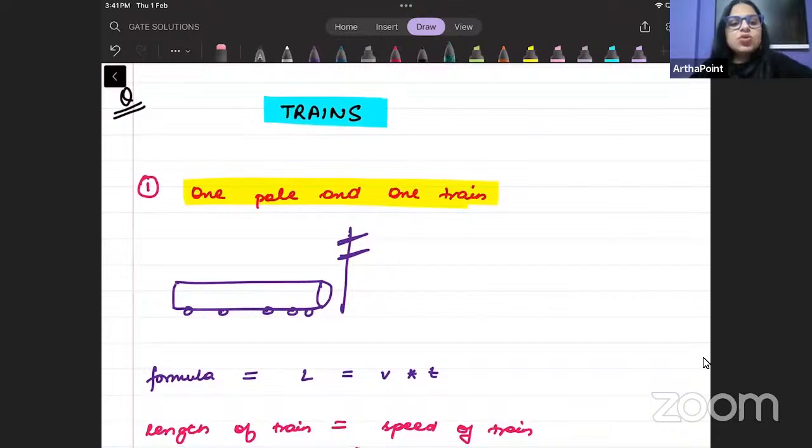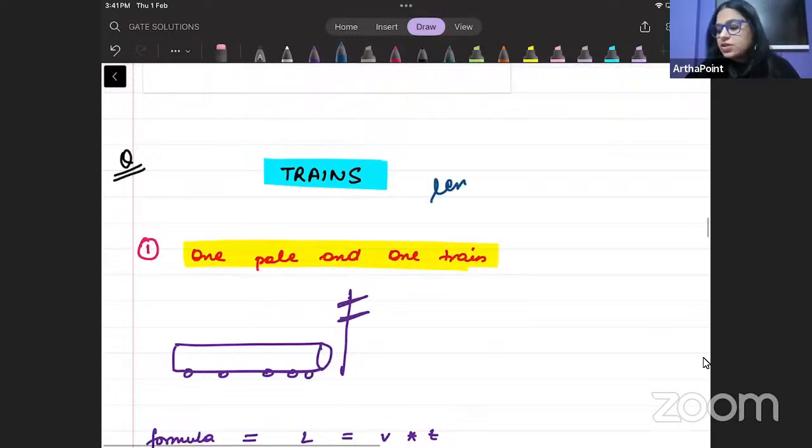Now, let us go to the third kind of question that can be asked in the exam, and that is related to train questions. Now, what happens in train questions? In train questions, you will be asked to find the length of the train.